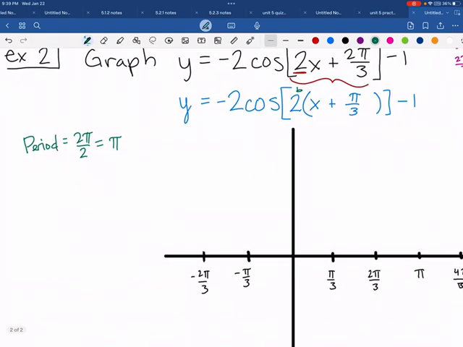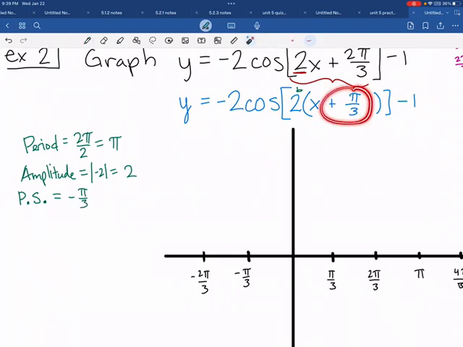Amplitude is going to be the absolute value of A, which in this case is -2, so 2. I have a phase shift, I'm going to say PS, of negative pi over 3. That means I'm shifting to the left pi over 3. Again, negative because it's the opposite here. And then I have a midline that has been changed because I have this -1, shifting us down 1, so my midline will be at y equals -1.